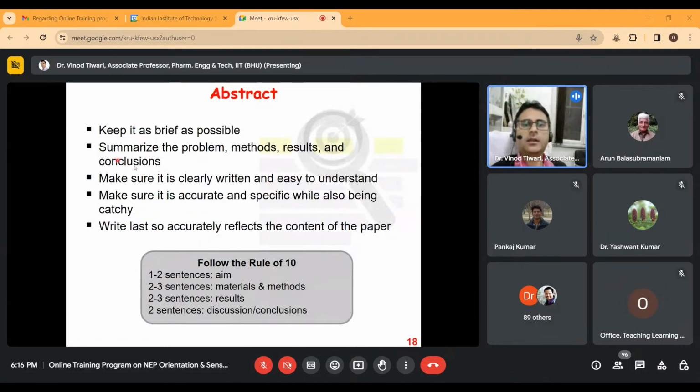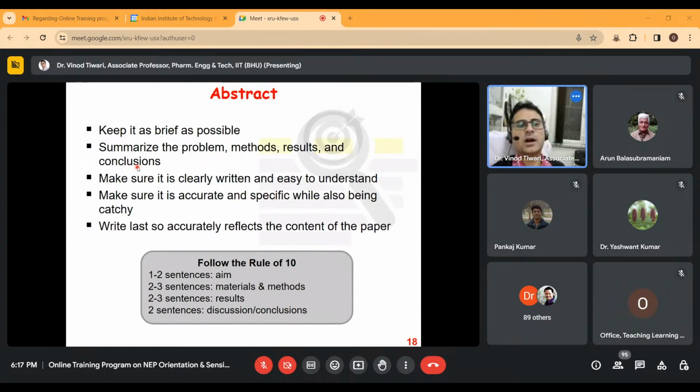Now, abstract, another important part of your manuscript. Try to keep it as brief as possible. Most of the journals have their own guidelines. Some journals ask for a structured abstract, where there is a certain pattern which they want you to follow. For example, some journals want you to break your abstract into 4 components, like rationale, objectives, then the methodology you have used, and then discussion and conclusion. So in 4 or 5 different components, you have to break your abstract. That is known as the structured abstract.